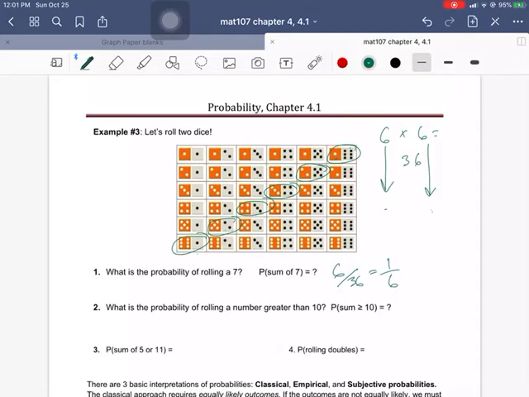1/6 is also 1 divided by 6, which is 0.16 repeating. So if you're told to round it to 4 decimal places, that's going to be a 7 on the end. If you're told to turn it into a percent, that's going to be 16.67% chance that you're going to roll a 7. This sentence right here is the same as this sentence right here. How about the probability of, let me erase this one.